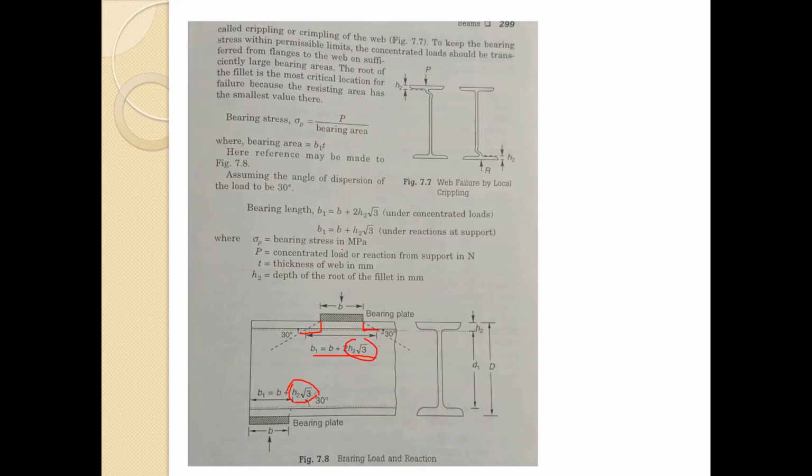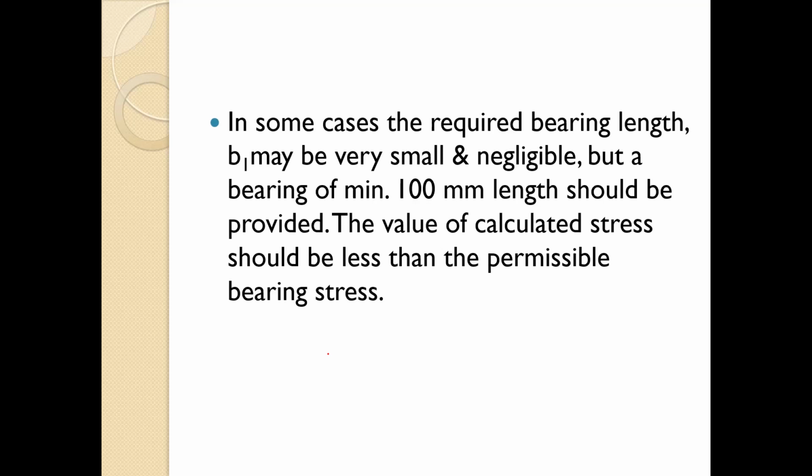So sigma p is the bearing stress, P is the concentrated load or the reaction from the support, t is the thickness of the web, and h2 is the depth of the root of the fillet in mm. So this way the bearing stress has been calculated. In some cases, the required bearing length b1 may be very small and negligible, but a bearing length of minimum 100 mm should be provided. The value of calculated stress should be less than the permissible bearing stress.